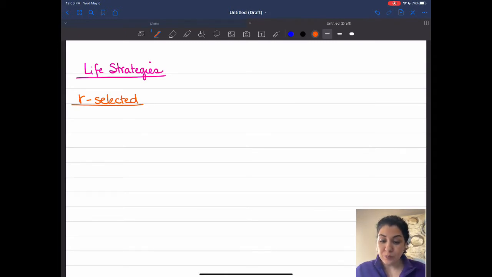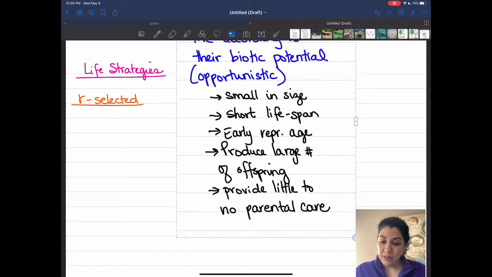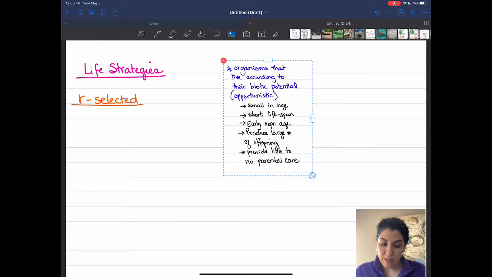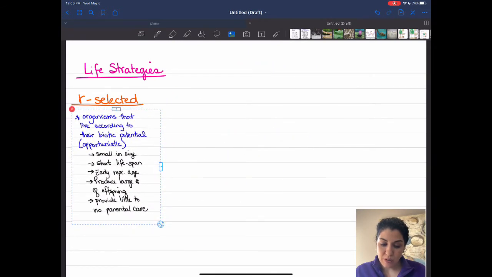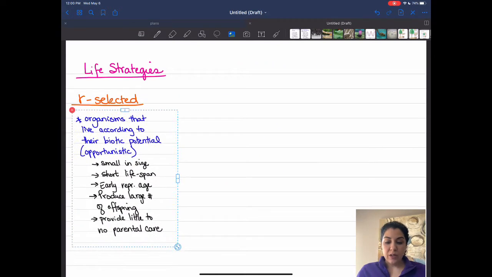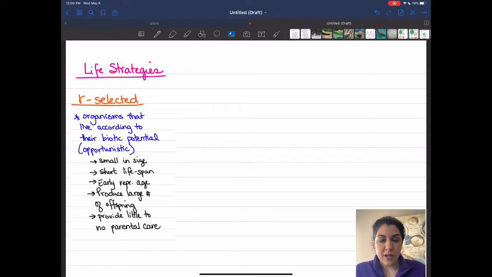So when it comes to R-selected species, these are organisms that are smaller in size. They have short lifespans. So we're looking at things like insects, for example. They produce large numbers of offspring, like I said, that seize the day. And because they have so many offspring, they provide little to no parental care whatsoever.